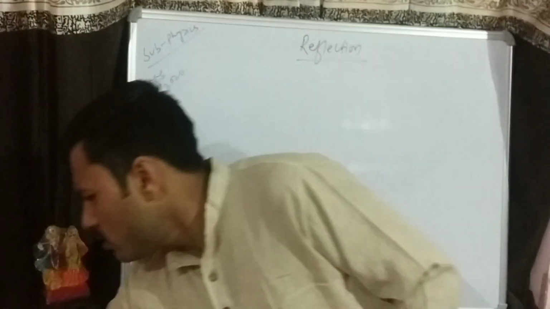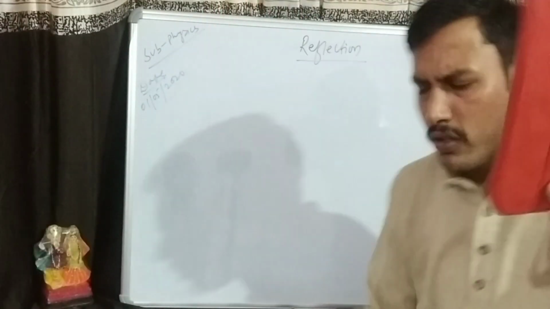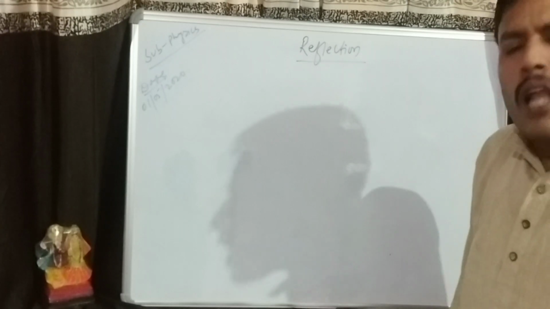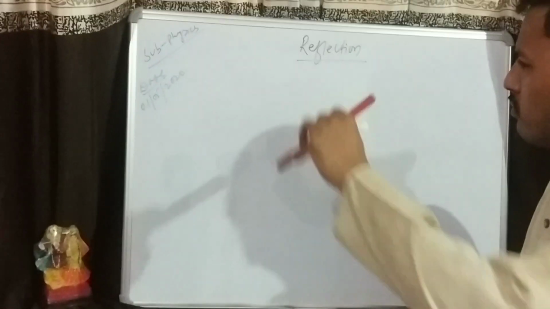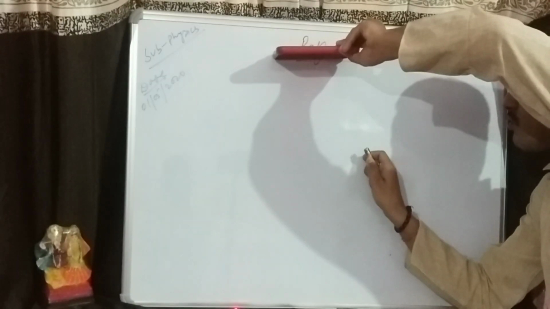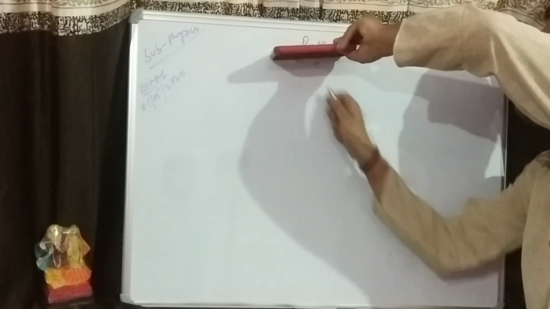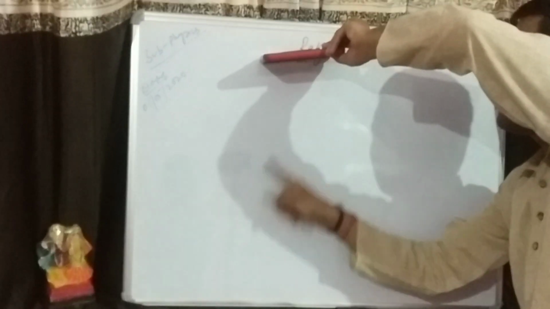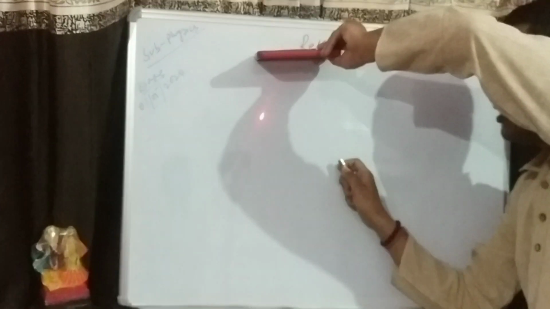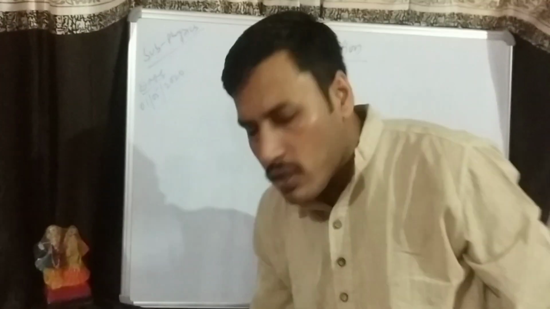I will show you by a simple experiment. This is the mirror. This is the laser light. I am using it. Now, what I am going to do, you will find that this is the mirror, and I am providing the light in this direction, but the light you are obtaining is in this direction. Are you getting it? Hope you are getting it. So, this is known as reflection.